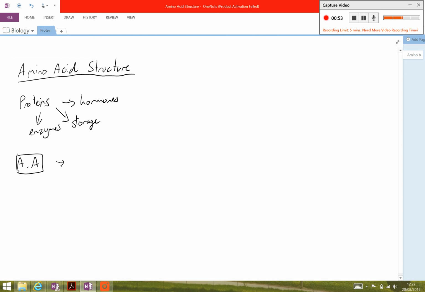Amino acids are made up of essentially 5 elements: carbon, hydrogen, oxygen, nitrogen, and you also get sulfur in there as well. The name amino acid basically comes from the fact that in an amino acid you have an amino group and you have an acid group.